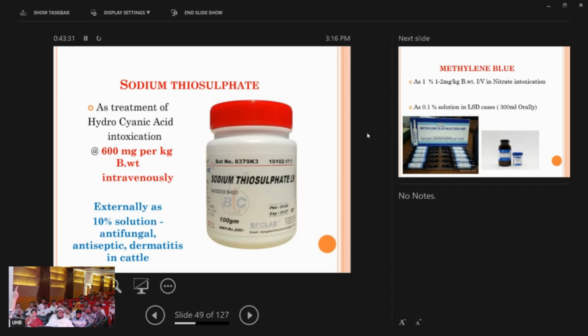Anyone use this one? Sodium thiosulfate? Anyone? Not yet. So hereafter we will be using it, many will be getting a number of cases. It is commonly used in case of cyanide intoxication. Cyanide intoxication. Okay. Hydrocyanic acid.